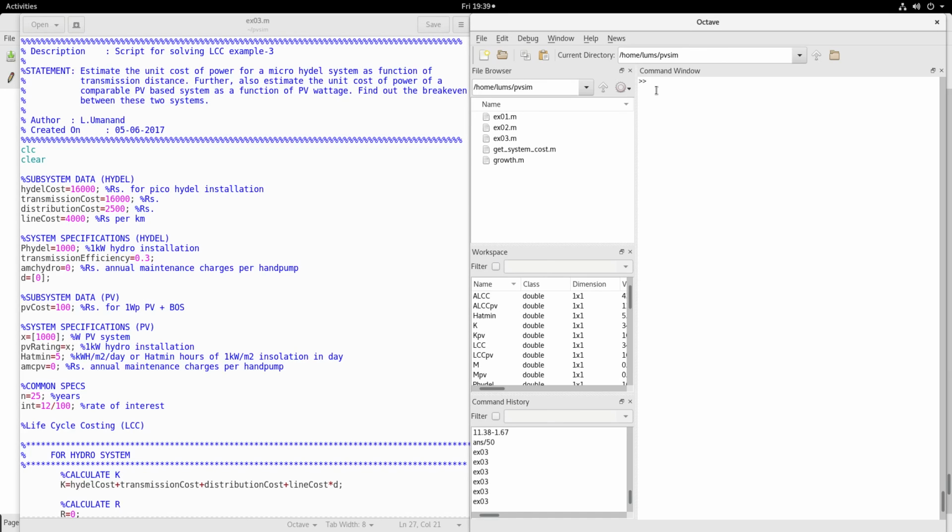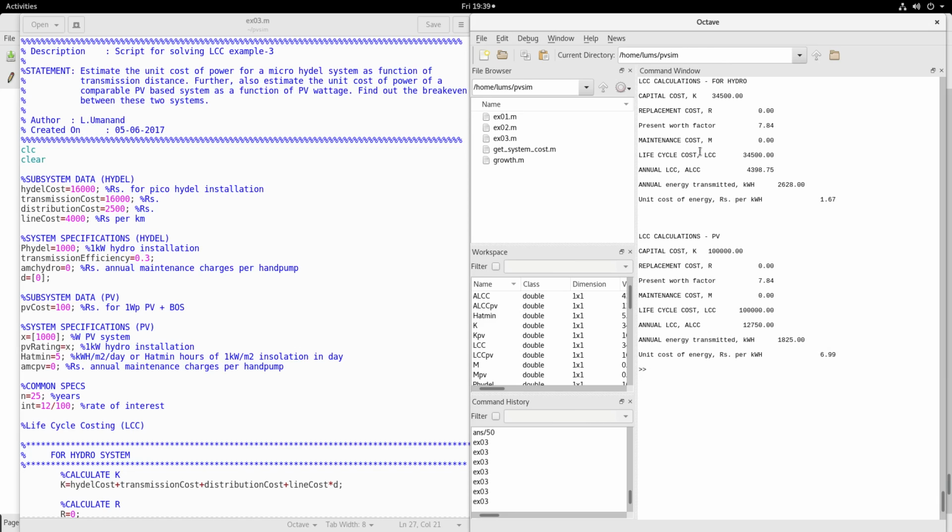Now let us execute this and then see. EX03. When you execute, you will see the display. First you have the LCC calculation for hydro, and the second part contains the LCC calculation for PV. Now see here the unit cost, rupees per kilowatt hour, is 6.9 or 7 rupees in the case of the PV, as we calculated, and in the case of the hydro, it's a function of D. 1.67 was when D is 0. So it is 1.67 plus 0.19 D. So D is 0, it is now only 1.67.